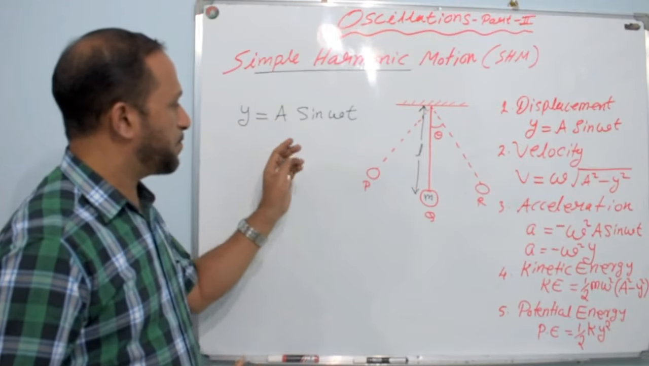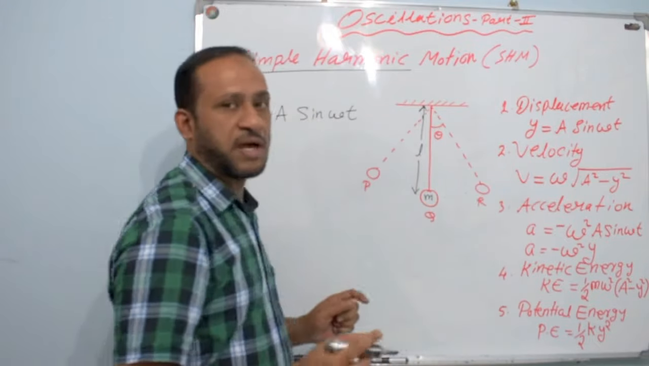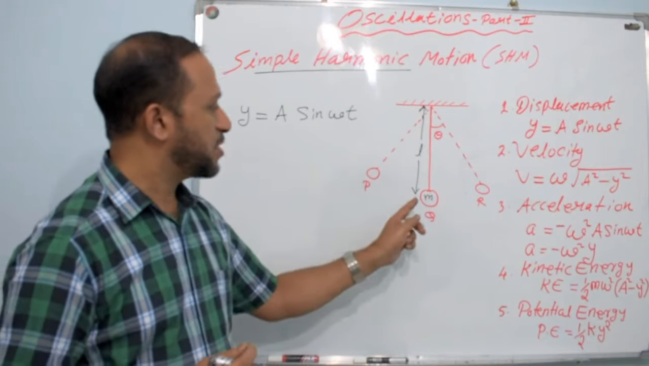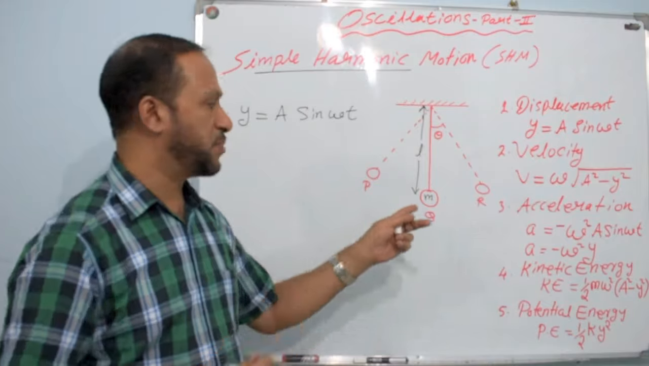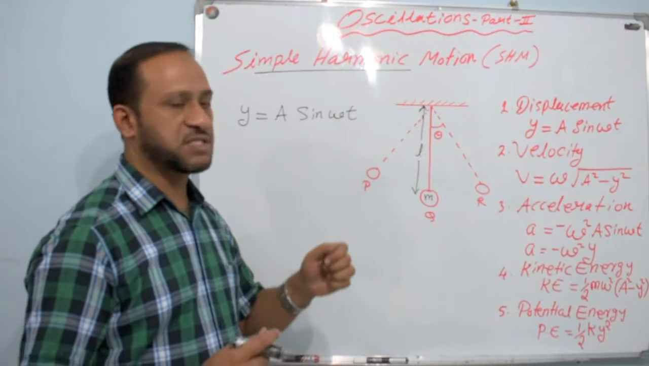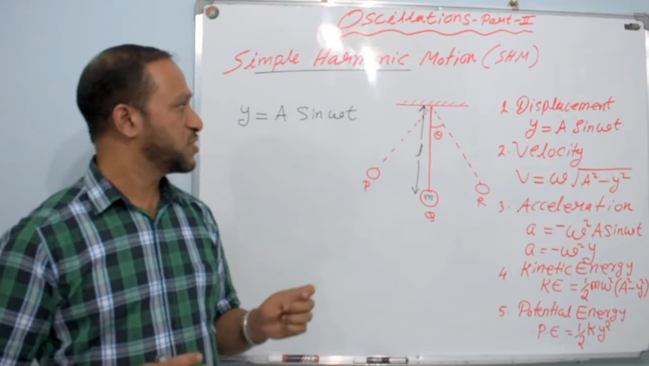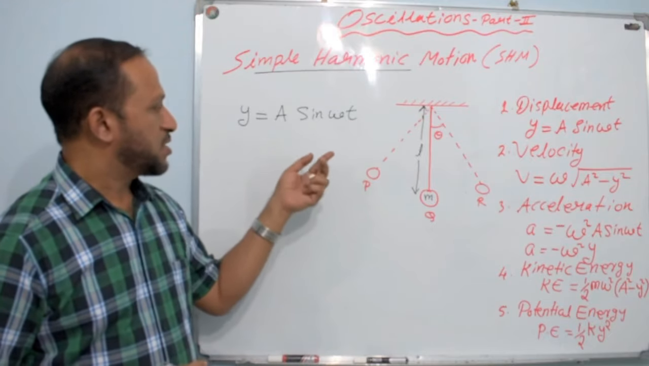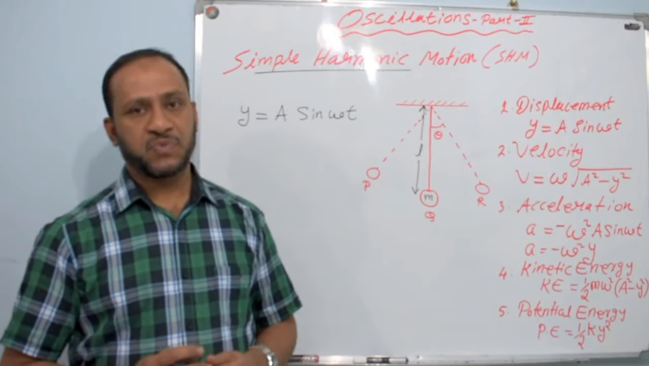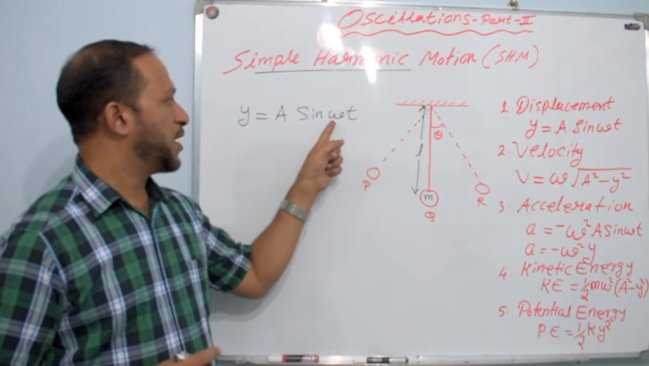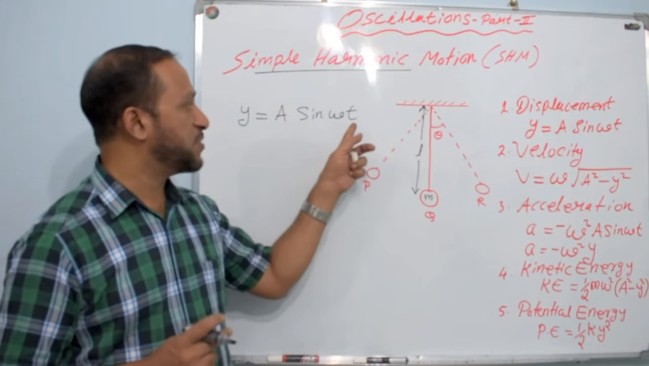Here a is the maximum displacement towards one side, that is called the amplitude of the oscillator. Here this much is the amplitude, that is the maximum displacement on either side of the mean position. And omega is the angular frequency and t is the time variable. So this equation gives us the position or displacement of the bob at any instant of time. For a given oscillator, omega will be constant, amplitude will be constant, only time is the variable.